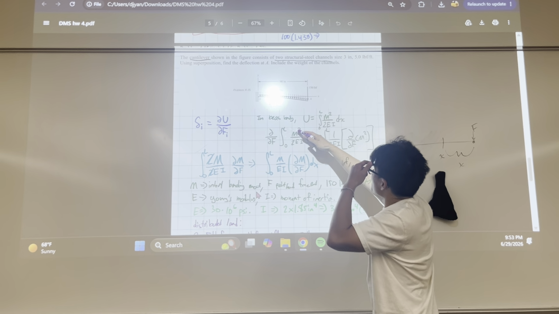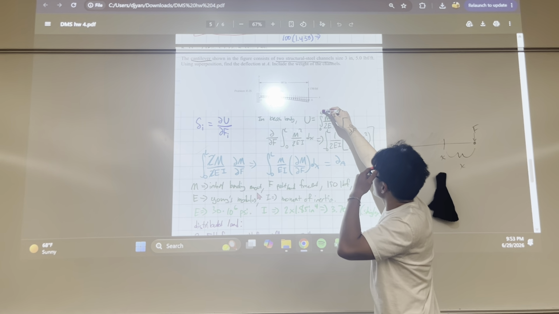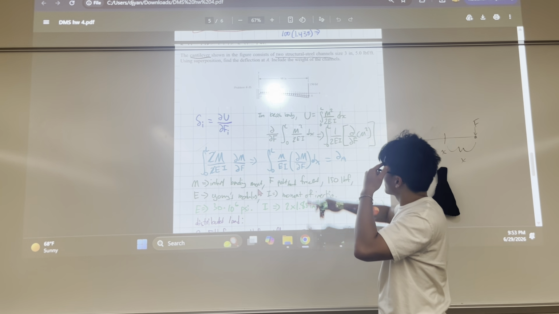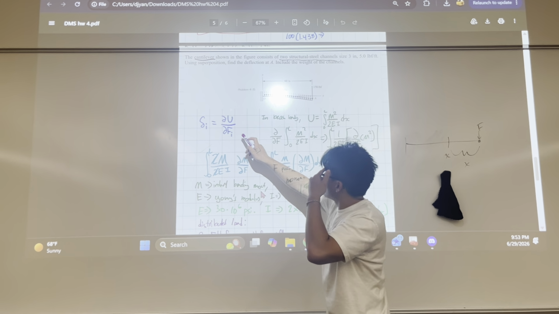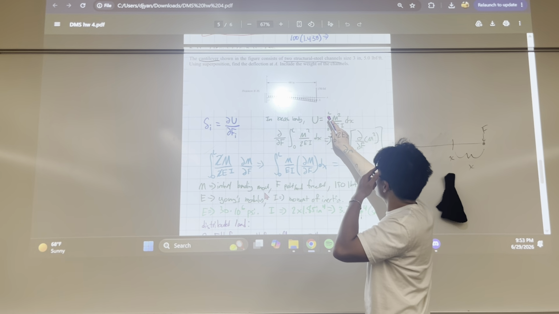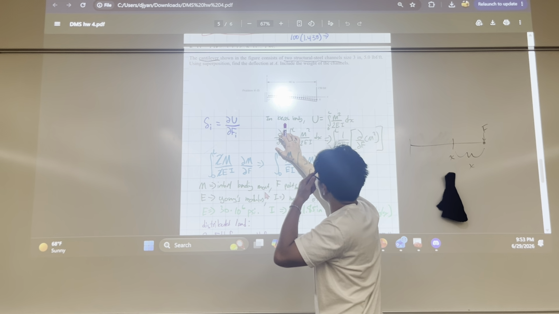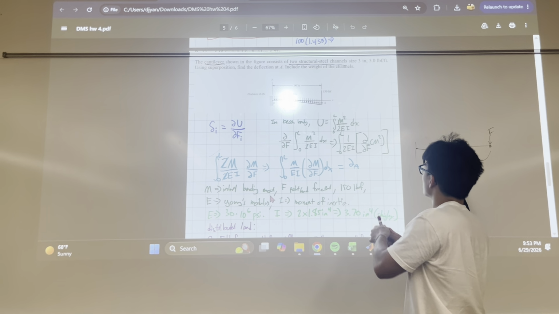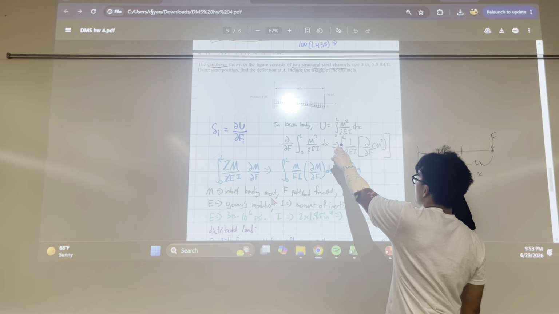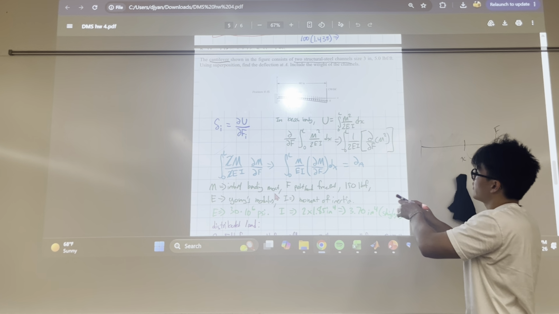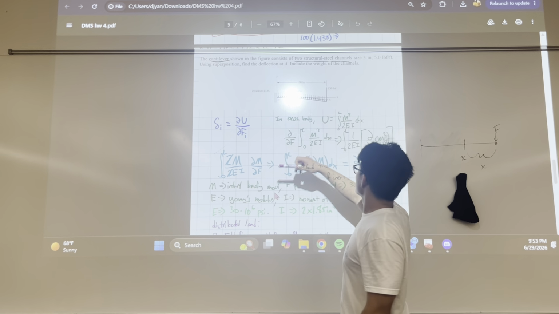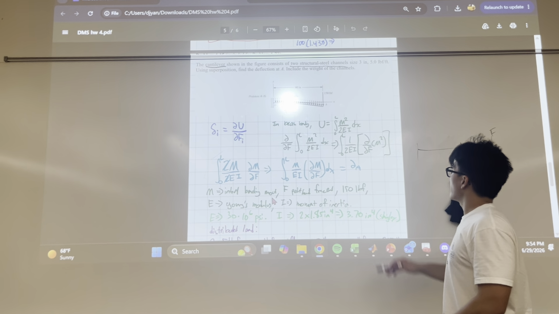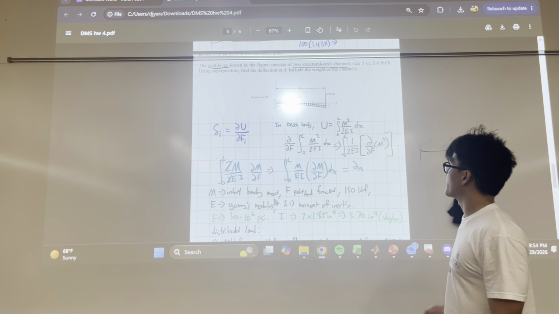So for beam bending, U equals the integral from 0 to L of M squared over 2EI with respect to x. Once we use Castigliano's theorem, we put this U in the partial derivative. From here we can take the constants out of the integral, and then we can use the partial derivative with respect to F, where F just means the force, here the force causing the moment.